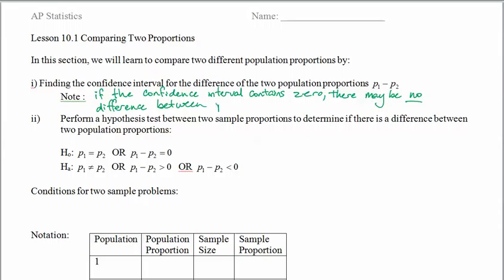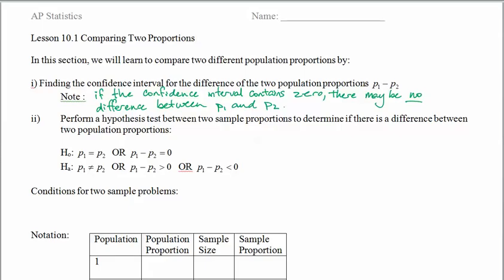For the hypothesis test or significance test, our null hypothesis will be that P1 equals P2, so no change, or we could rewrite that as P1 minus P2 equals 0. The alternative hypothesis would be that P1 does not equal P2, or that the difference, P1 minus P2, is greater than 0, or that P1 minus P2 is less than 0.